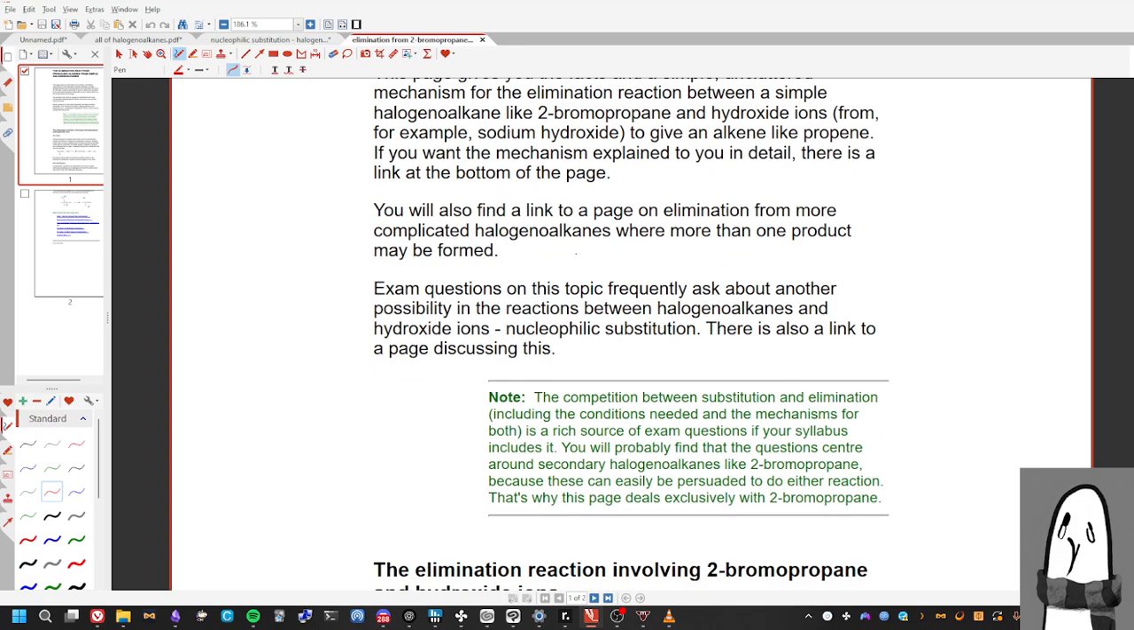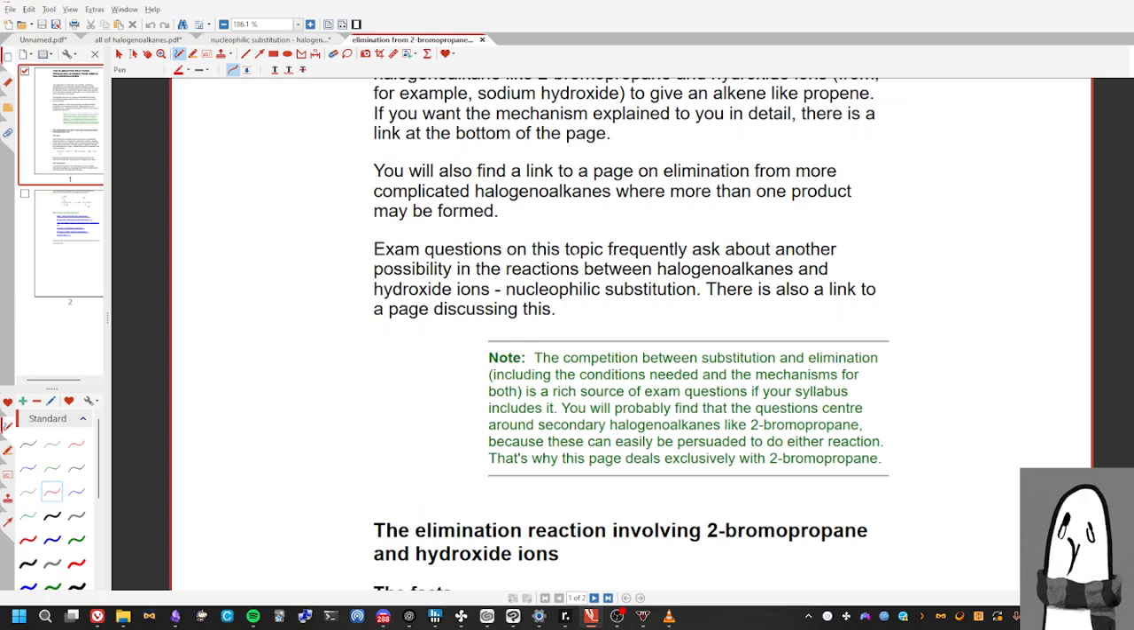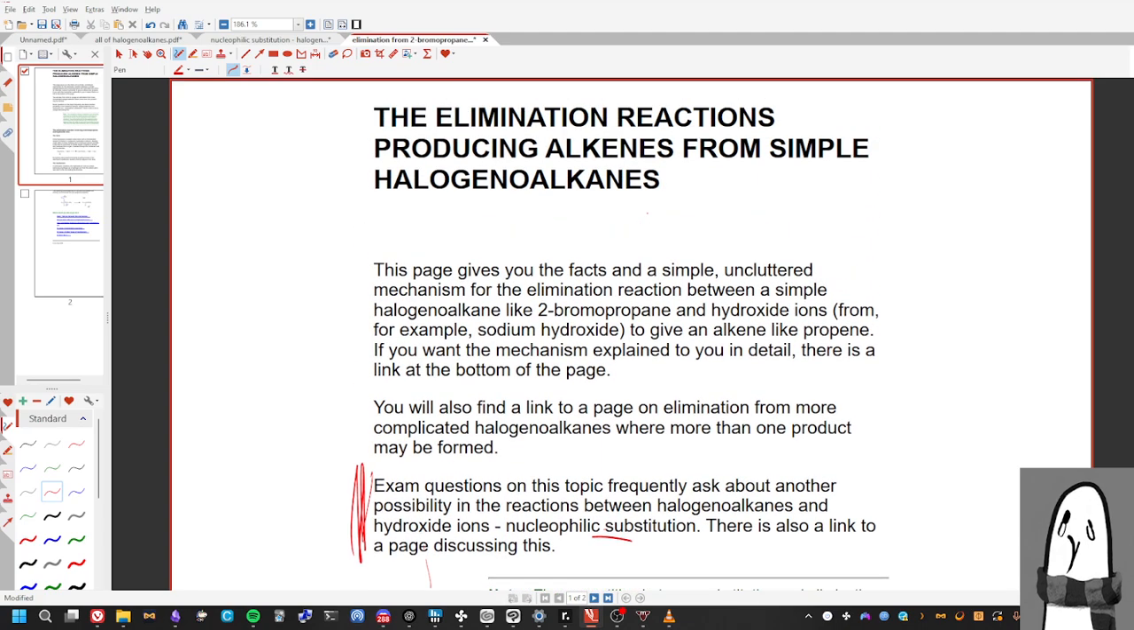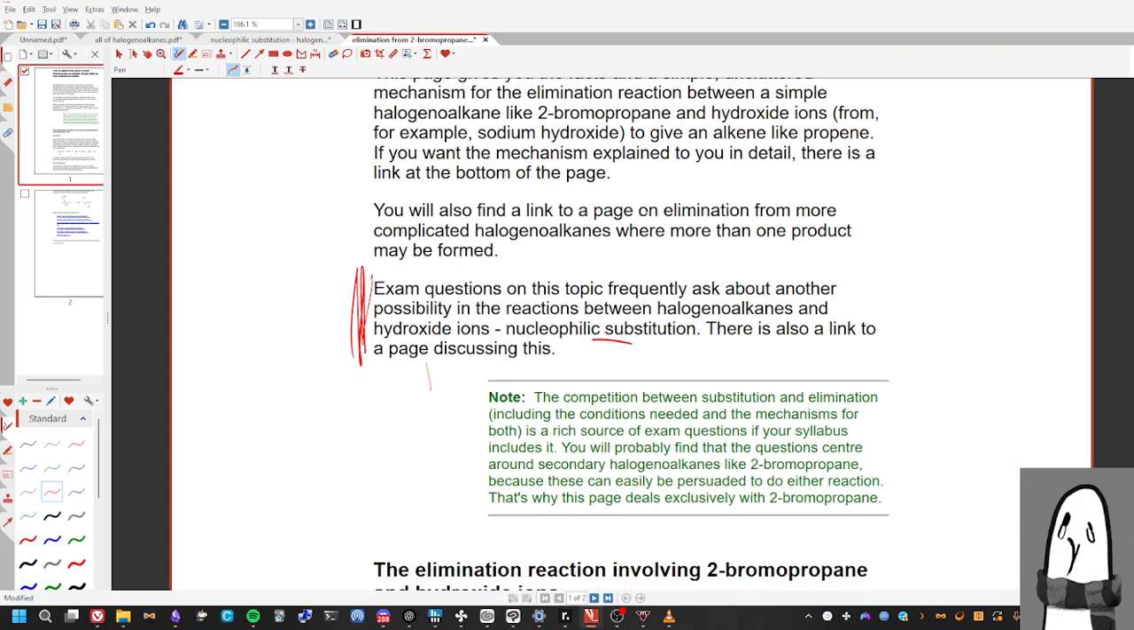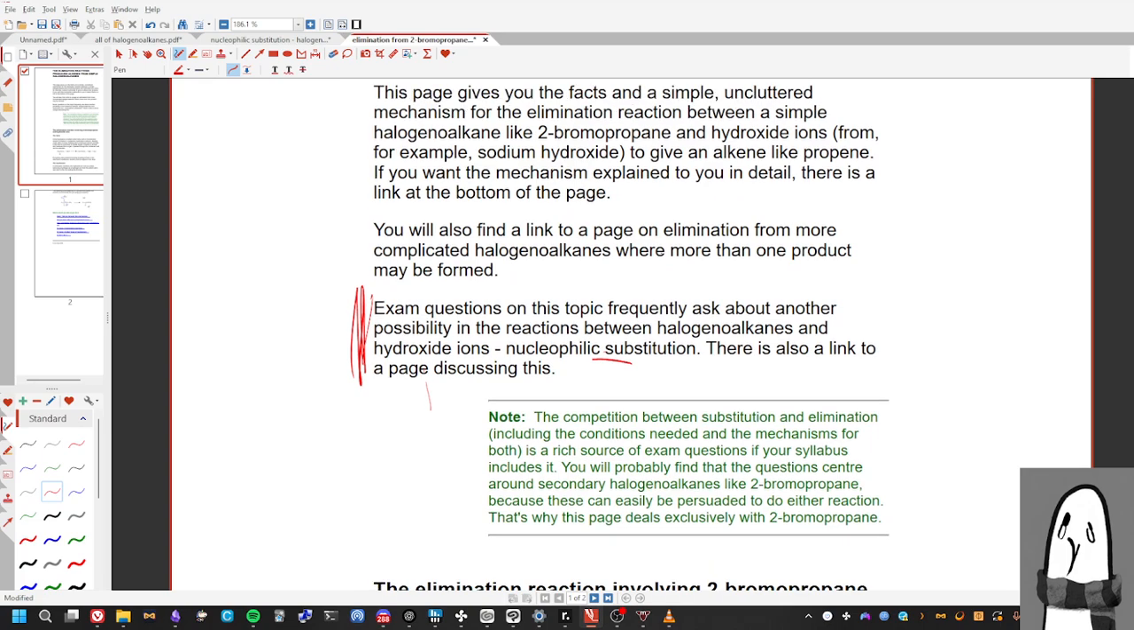Exam questions on this topic frequently ask about another possibility in the reactions between halogenoalkanes and hydroxide ions: nucleophilic substitution. So this is where exams usually ask whether it will be nucleophilic substitution or elimination. So there's a chance between those two. However, there is still a more detailed explanation of the mechanism, and also another elimination reaction where you have more complicated halogenoalkanes.